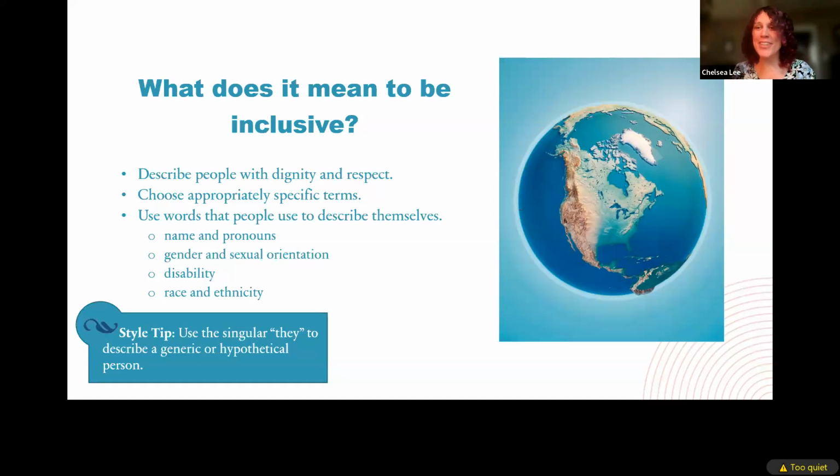It's been used in speech and literature for hundreds and hundreds of years. The gendered pronouns make people think of people of that gender. And so if you don't mean to imply gender, it could be anyone, you should use the singular they in your APA style writing.